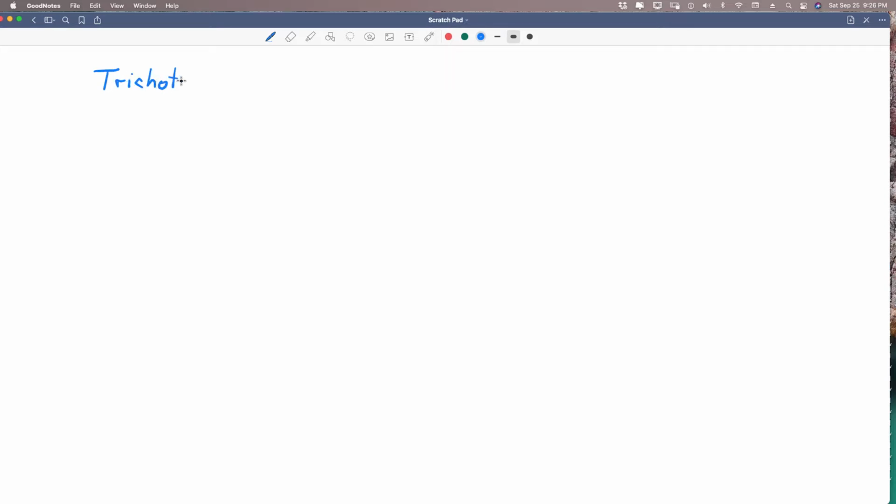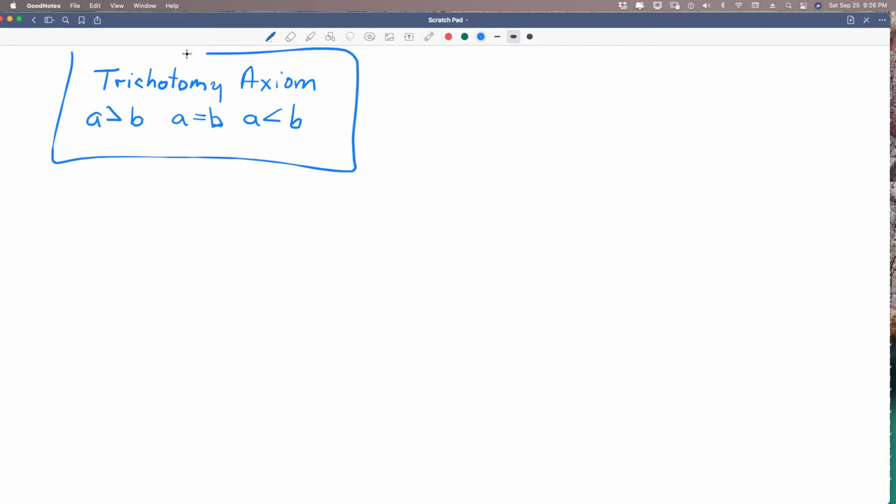The trichotomy axiom states that for any two real numbers, a and b, exactly one of the following is true. a is either greater than b, a is equal to b, or a is less than b. And we call it trichotomy because there are three parts to it. So you're going to put that in your notes.